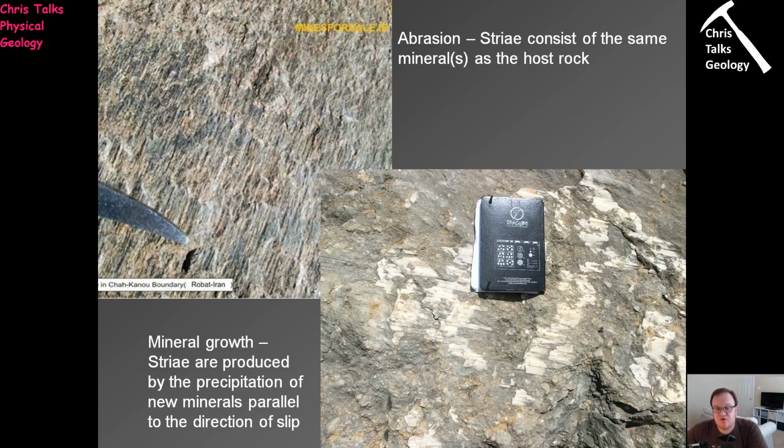Down here in the bottom right, we have fault striations caused by crystal growth. And you can see in this instance, the crystals in question are these nice white ones. You can see the crystals have all grown parallel to each other. They're running approximately left to right. And so this is, as discussed, simply because as the fault is moving, the crystals naturally get stretched out due to that fault movement.